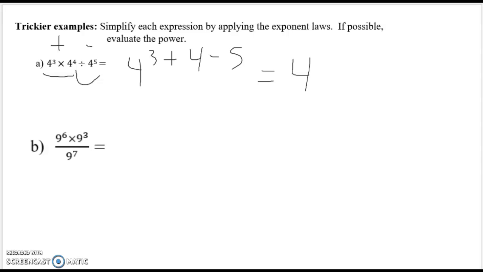And then 7 minus 5 gives us 2. So now 4 to the exponent 2 is 16. That's your final answer. This is another way to write it down with multiplying and dividing.